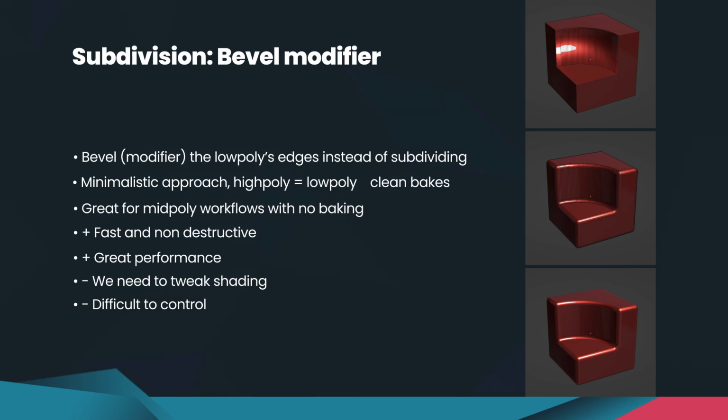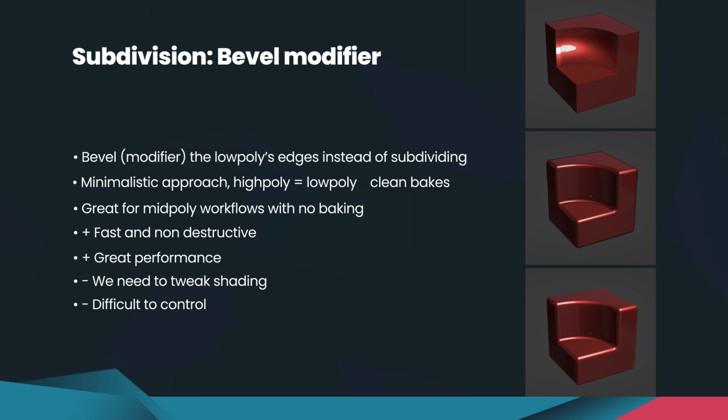Our high poly then is basically the same mesh as the low poly, beveling its edges instead of subdividing the whole thing. Essentially, we are trying to be as minimalistic as possible. The high poly will be the exact same as the low poly, but with some extra bevels. That means it will bake extremely well, since both meshes will be almost the same. No more waviness in cylinders.